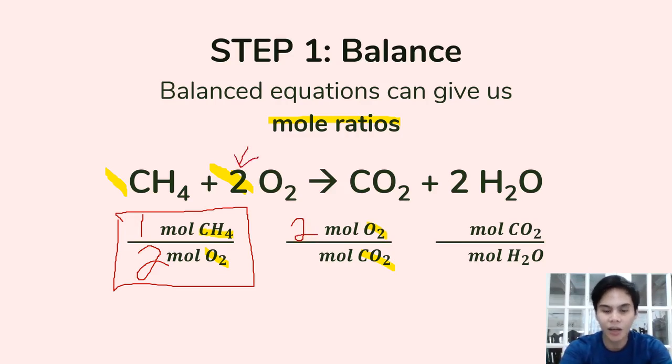And your carbon dioxide has just 1 mole because there's nothing written there. Alright, so we just write 1 mole here. This just means that there's 2 moles of oxygen for every 1 mole of carbon dioxide. And finally, in the last molar ratio for our examples, we have 1 mole of carbon dioxide made for every 2 moles of water. And again, we're just copying the coefficients that we see in the balanced chemical equation.